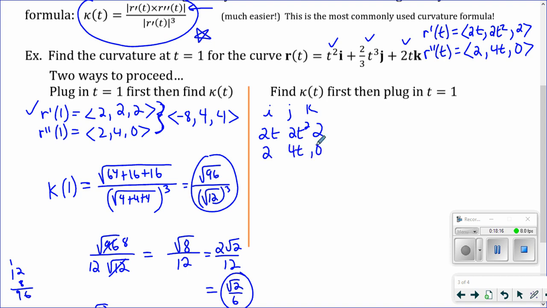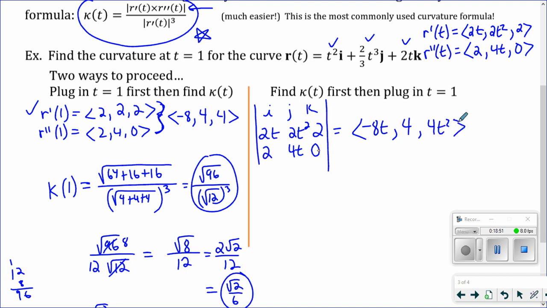Okay, so I'm doing my cross product here. All right, so cross off the i column. With the other 4, we would get 0 minus 8t, so that's going to be a negative 8t. Cross off the center column. I'm going to get 0 minus 4, so negative 4, but change the sign. Cross off the k column, I would get 8t squared minus 4t squared, so that's 4t squared.